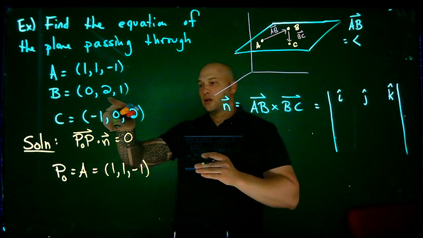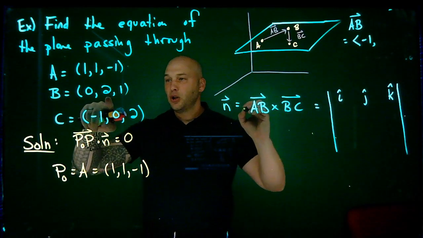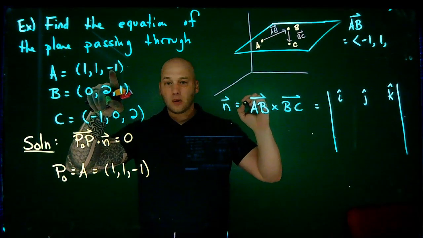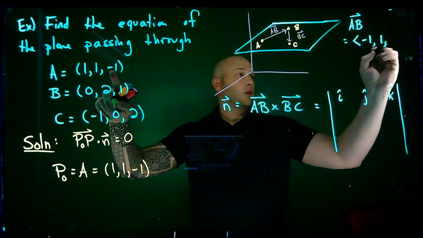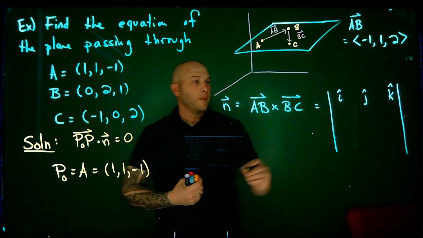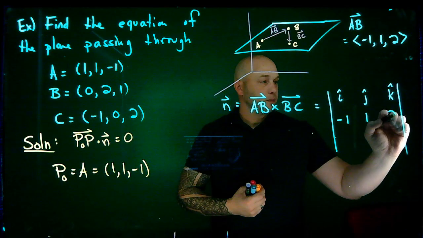Therefore, it would be 0 minus 1, which is negative 1, and then 2 minus 1, which is 1, and then 1 minus negative 1, which is 2. There's the components of the vector A to B, and that, again, is my second row in my determinant.